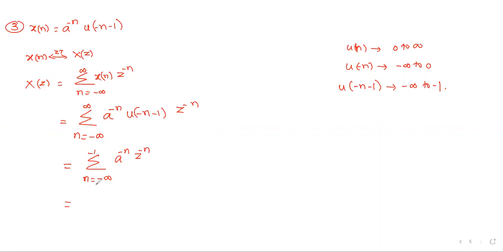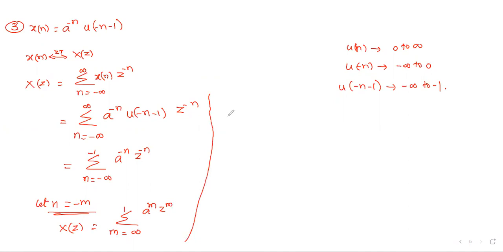Now you substitute here, let n equal to minus m, or minus n equal to m, you can take it. Now what will your x of z become? x of z is equal to the summation m equal to infinity to 1, or 1 to infinity, you can write, of a power m z power m. So now I will write it here, x of z is equal to the summation m equal to 1 to infinity of a power m a into z whole power m. I will write it here, a z whole power m.